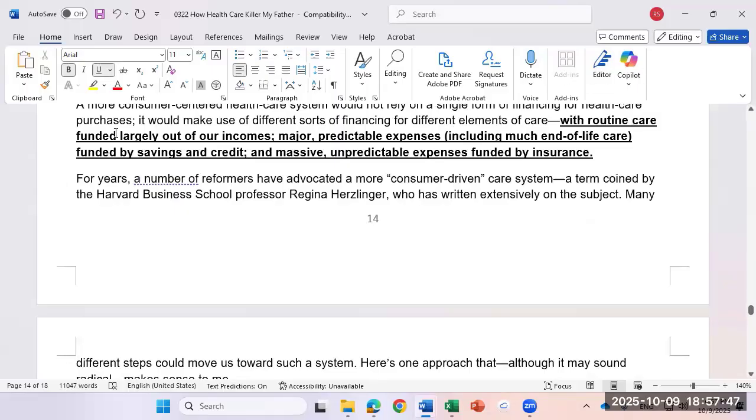With routine care, what should you do? Now, here's where I strongly disagree with them, but I agree with this part of it: your routine stuff should come out of pocket. He includes that with end-of-life care. So what is he saying? When you save for retirement, you should set aside enough for the end-of-life coverage that you need. That should be out of pocket.